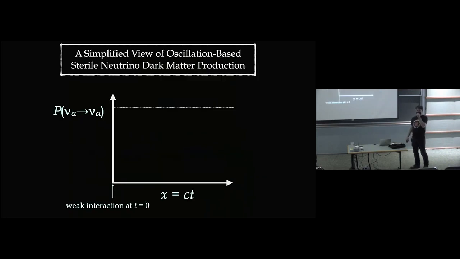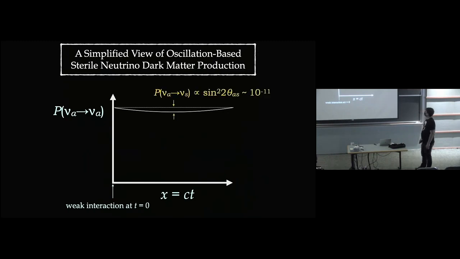So since this is a conference and not a workshop, I won't show you the integral differential equations of the production, but just show you a plot that describes it. Here's the probability of an active neutrino staying an active neutrino as a function of distance or time. And it's very small in order to get production of order maybe 10^-11 in the mixing angle squared. And the interaction rate is extremely fast in the early universe between neutrino scatterings. So in fact, you actually get a suppression due to the quantum Zeno effect.